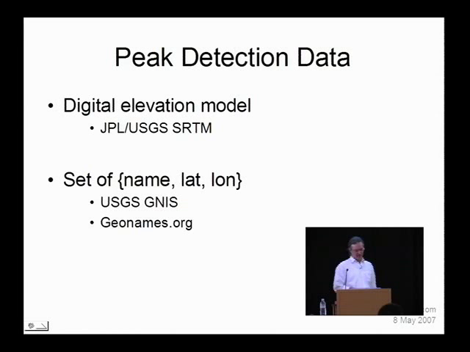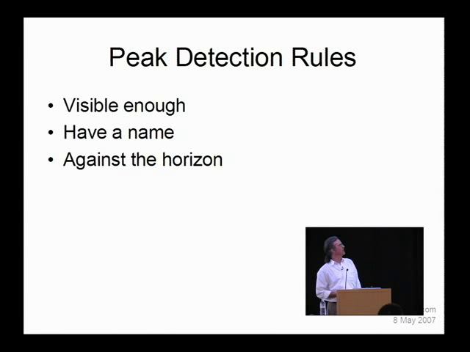Then we apply rules to the data. The first thing I do is draw that silhouette. And then there are three rules that I apply. The first is that the peak be visible enough. And the way I do that is I went outside and looked, and it looks like you need a couple arc minutes on either side of the peak for it to make the cut. The second thing is that it have a name in the database.